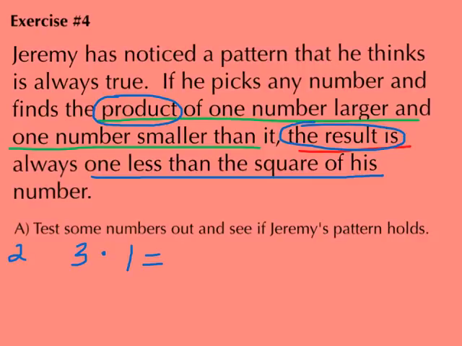one less than the square of his number. So the square of his number would be 2 squared. Less than means subtract 1. So we're going to do this math problem now and see if they're equal. 3 times 1 is 3 equals 2 squared minus 1. So 2 squared is 4 minus 1 is 3. Does 3 equal 3? Yes, it does. So the test does work for this number too.